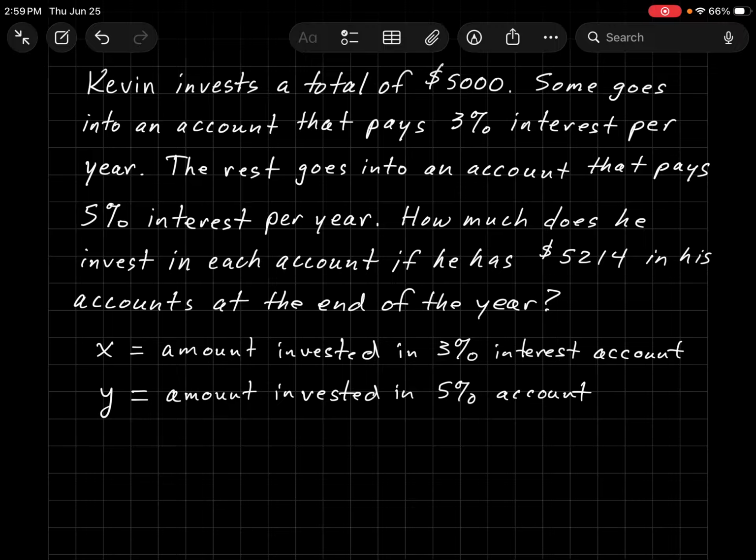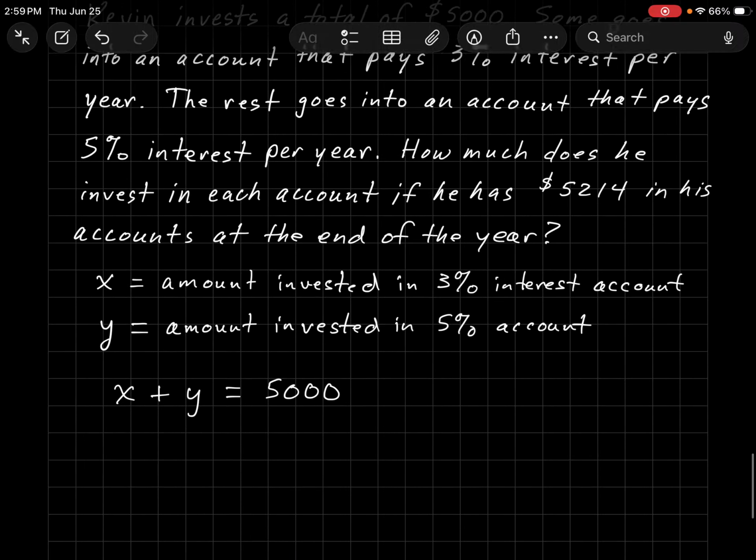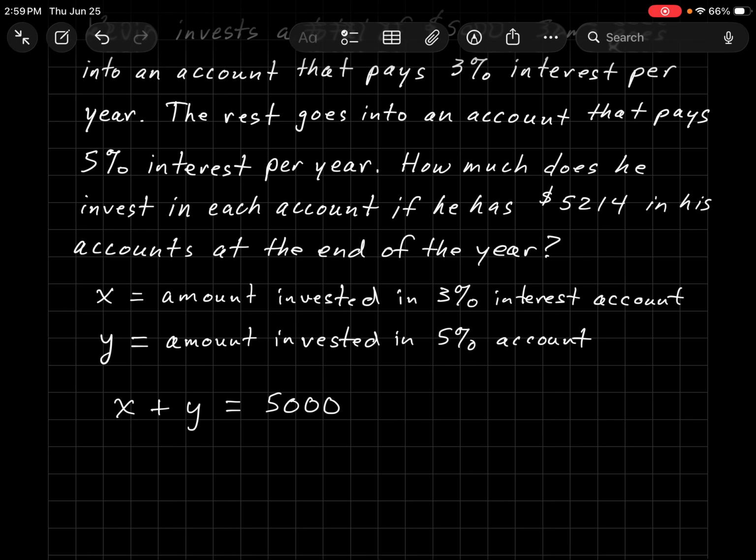Now I need two sets of equations again. From the way I define x and y, hopefully it's obvious that x plus y must equal 5,000. The amount in one account plus the amount in the other account must equal 5,000. Now, what do you think the other equation should be? There's more than one that you could use, as long as you set things up right. I'm going to use this one and see if you can figure out why this makes sense. I could say that 0.03x plus 0.05y equals 214.